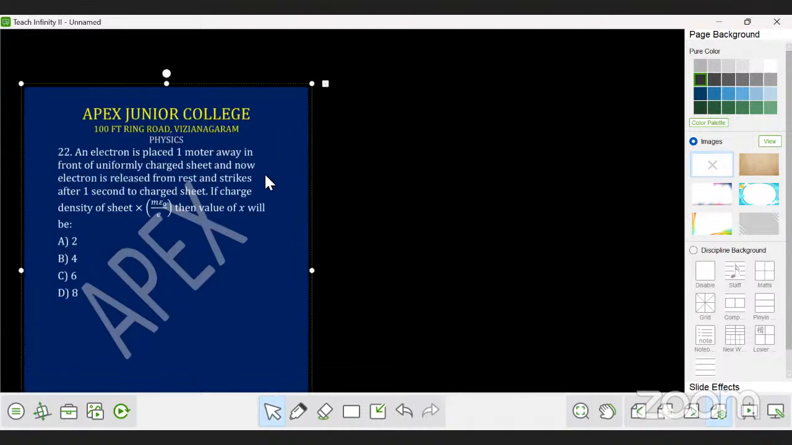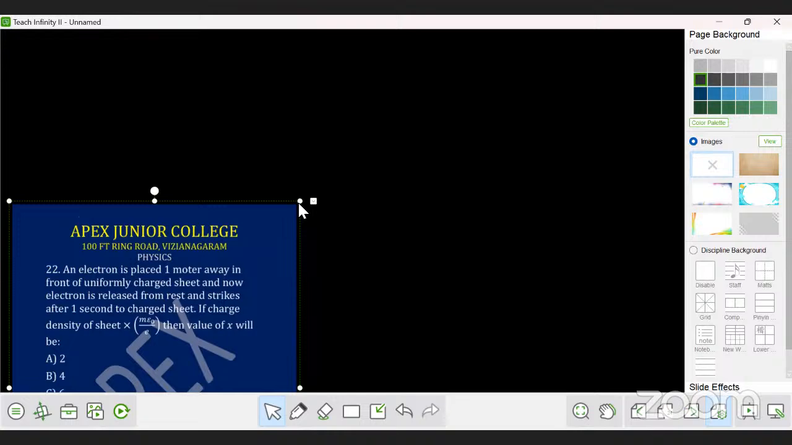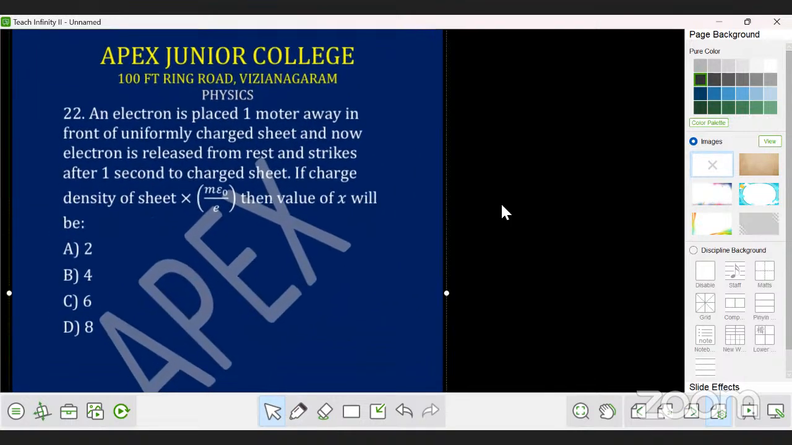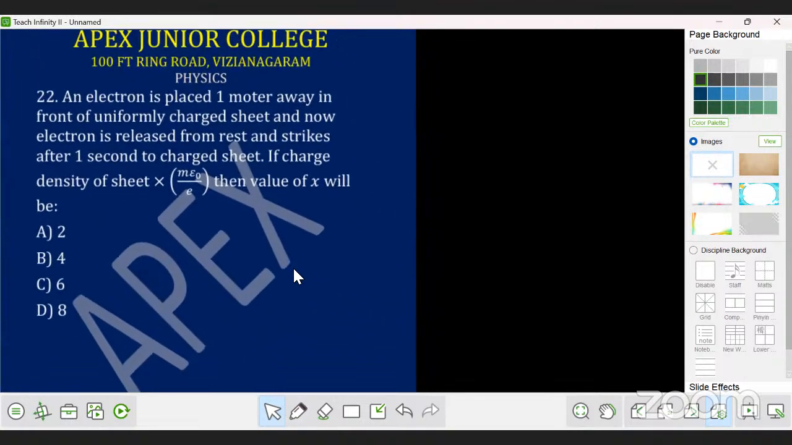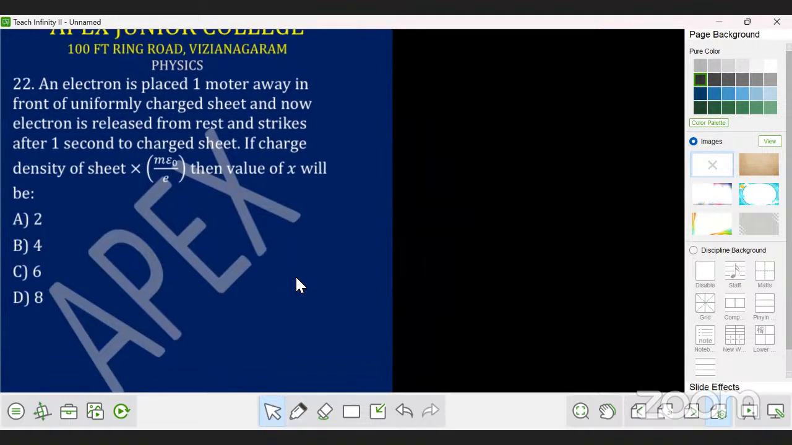Next question. An electron is placed 1 meter away in front of a uniformly charged sheet. Okay, I will draw here some uniformly charged sheet, which produces uniform electric field only. From here at 1 meter distance, one electron is placed.